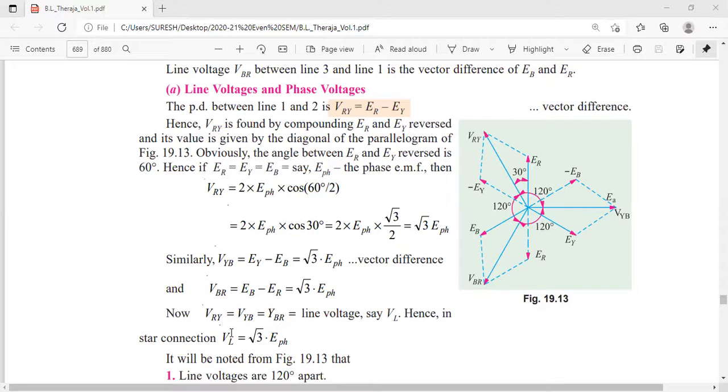Line voltage VL is equal to root 3 into V phase voltage. I think you had derived this formula in star connection. Is it okay? Have you derived this?